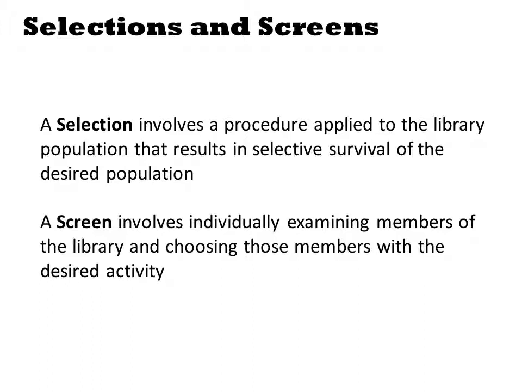The enrichment process can be either a selection or a screen. In a selection, you apply a procedure to the library population that results in selective survival of the desired population. In a screen, you individually assay each member of the population and choose those with the desired activity.